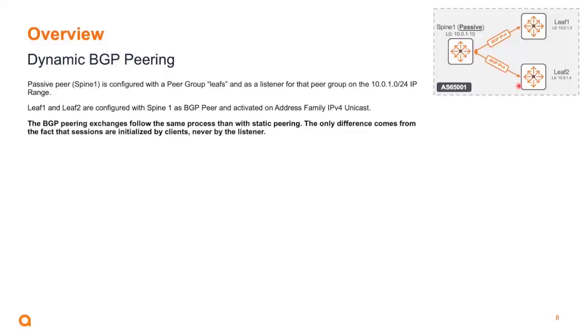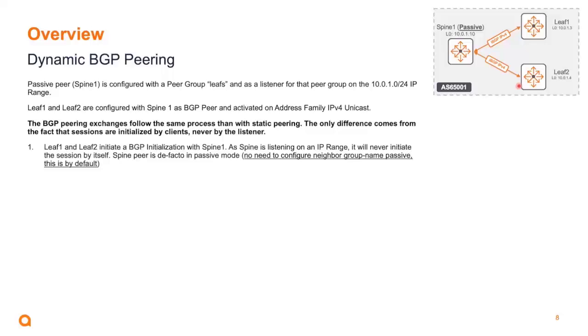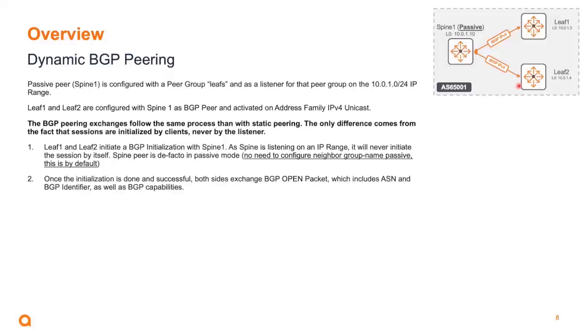A connection is always initialized by a remote peer, never by the listener. So if we come back to our example, leaf1 and leaf2 initiate their BGP connection with spine1 by sending TCP packets. And once the initialization is done and successful, both sides start to exchange BGP open packets. The listener will use information in this open packet, so the AS number, the BGP identifier, and the BGP capabilities, to accept or reject the connection and put the neighbor into the corresponding address family.